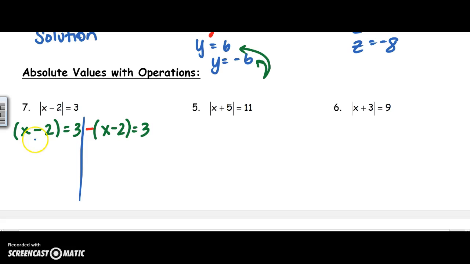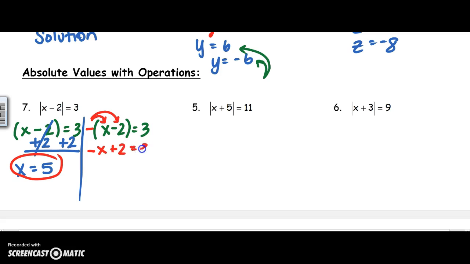So the first one, you would add 2 to both sides. So we're thinking back to 8th grade on our solving skills. Your 2's will cancel, so you have x equals 5. This x equals 5 is one of your answers. But on the second one, we have a negative out front, so you have to distribute the negative to everything inside the parentheses. So you have negative x, and a negative times a negative is a positive 2 equals 3.